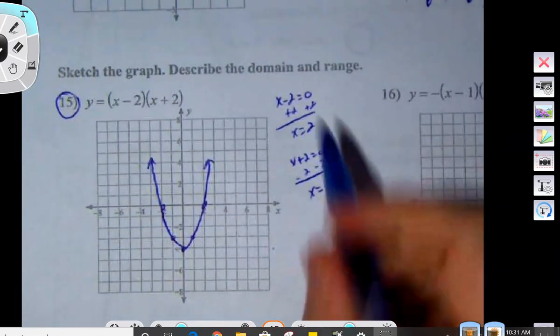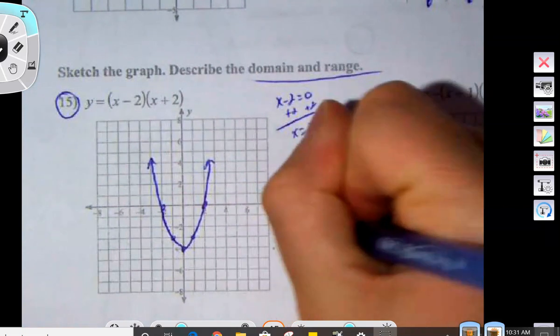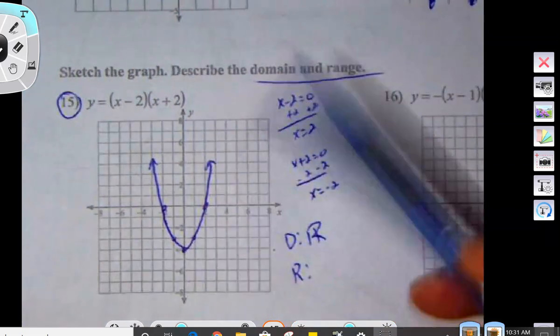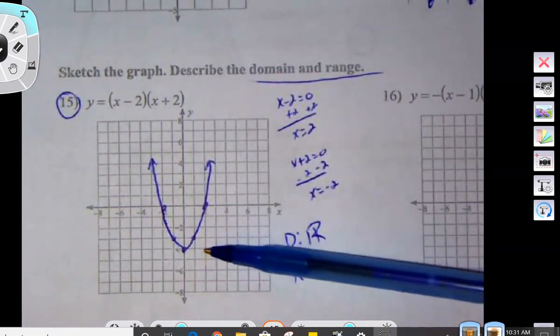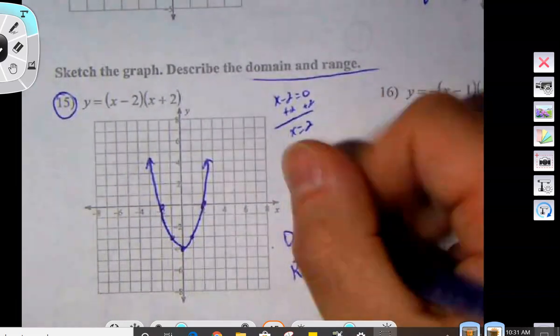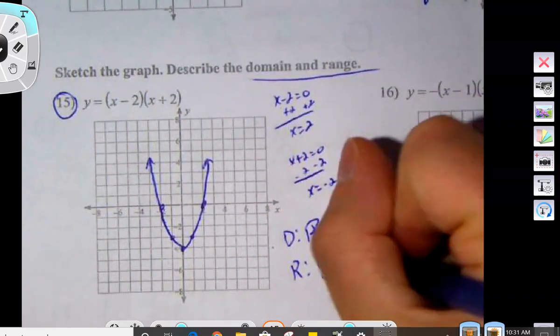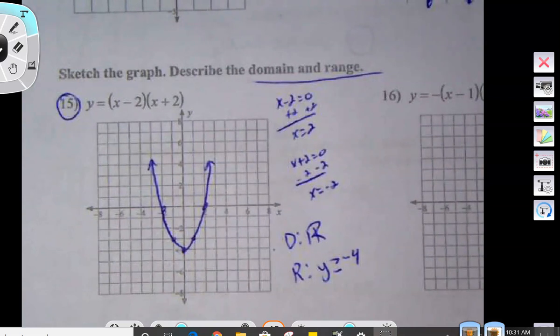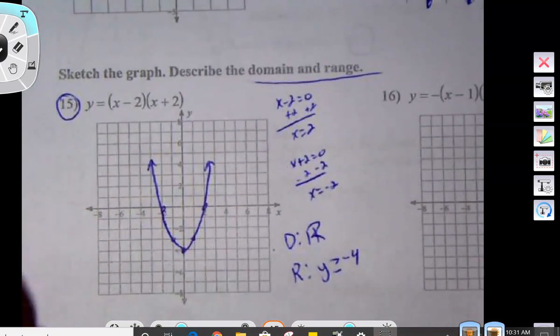And then I also said to state our domain and range, so my domain is all reals. My range, very bottom, is going to be -4. It's everything above -4, so we know to state that as y is greater than or equal to -4. So there's the third page.